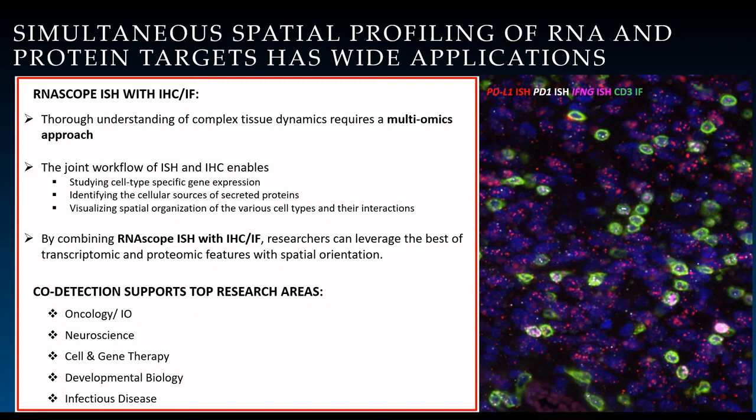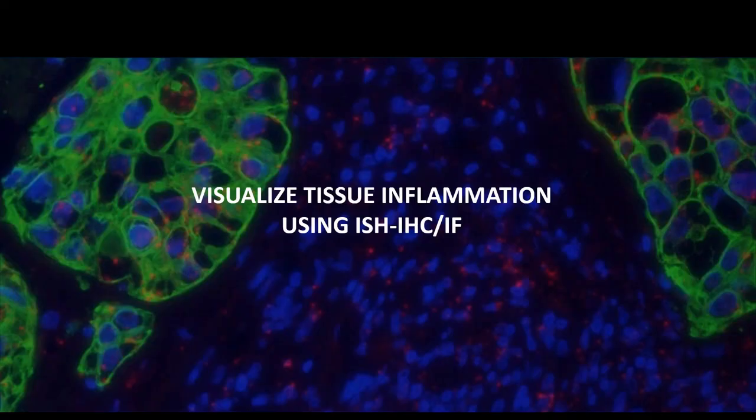What this allows is to visualize your RNA target in combination with your protein target. So you can perform your ISH and ISC simultaneously on the same sample. This technology has been used widely with our RNAscope assay in a number of research applications like oncology, neuroscience, cell and gene therapy, developmental biology, and so forth. But today, we're specifically going to look at examples wherein researchers have used this ISH-ISC technique to study inflammatory response.